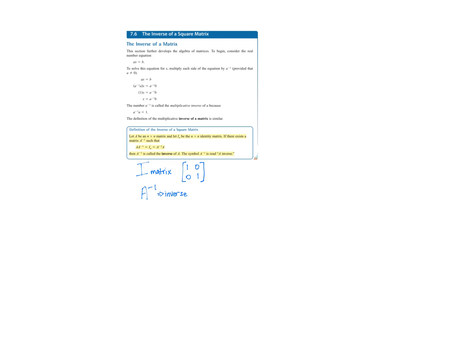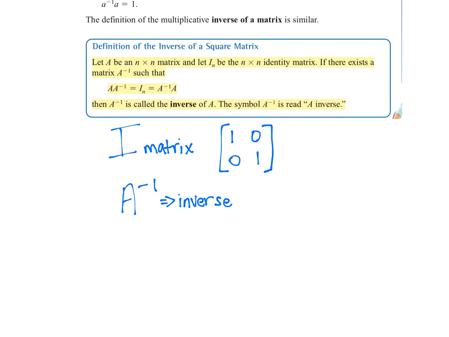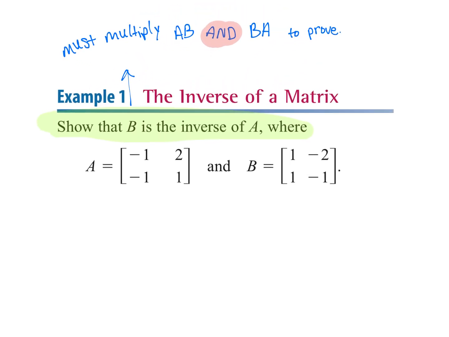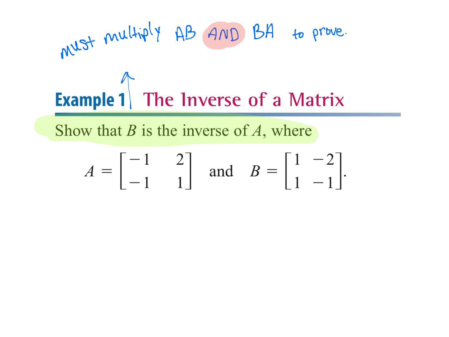All right, 7.6. We're going to be talking about the inverse of a square matrix, more specifically, a 2 by 2 matrix. We're going to be finding the inverse. Our inverse matrix is this matrix here where it's got a diagonal of 1s and 0s. We're going to be verifying that two matrices are inverses of each other.